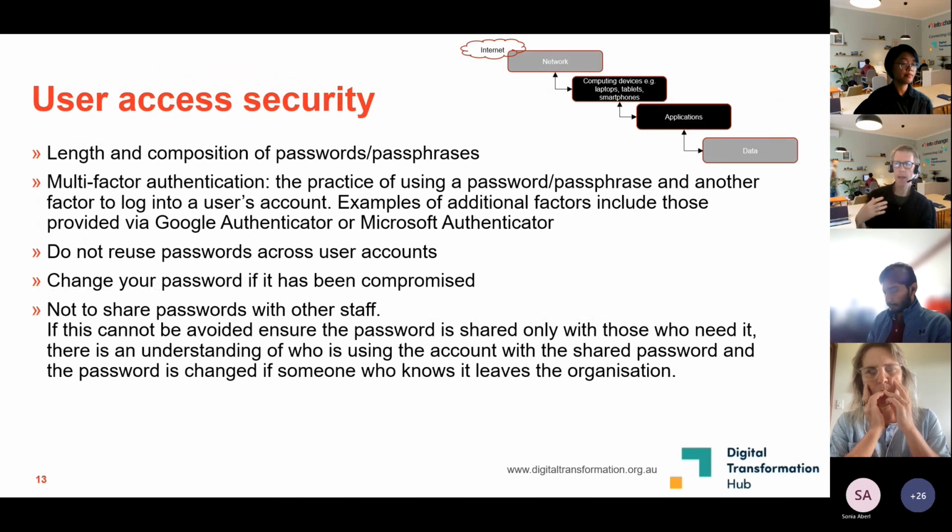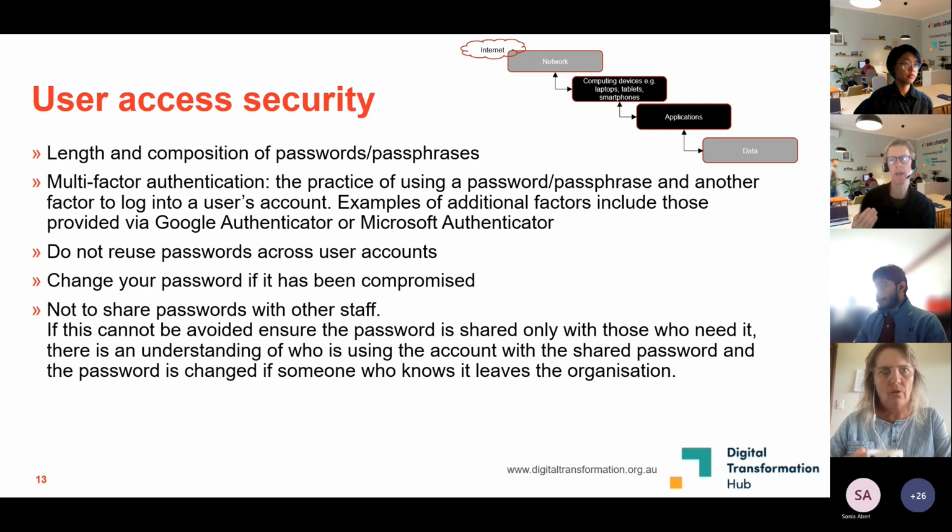When you're thinking about systems, it's really important to think about user access security. So length and composition of passwords or passphrases, making sure that users know how to pick a good password is important. We've talked already about multi-factor authentication. Also not reusing passwords across user accounts, changing passwords if they've been compromised, and not sharing passwords with other staff. If that's not possible, because we know that there's always some challenges in that space, making sure that you do that in a secure way and passwords are changed when someone leaves is really important. We recommend using a password manager if you do have shared accounts, just to manage that process more effectively.